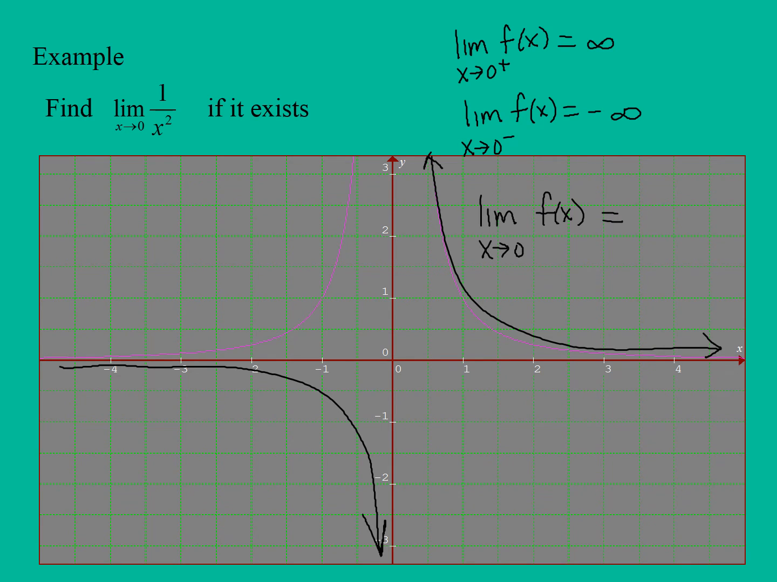So I could not write anything other than the limit of f of x as x approaches 0 does not exist. I couldn't even write an informational limit because in order to write an informational limit, they both have to be either going to positive infinity or both going to negative infinity.